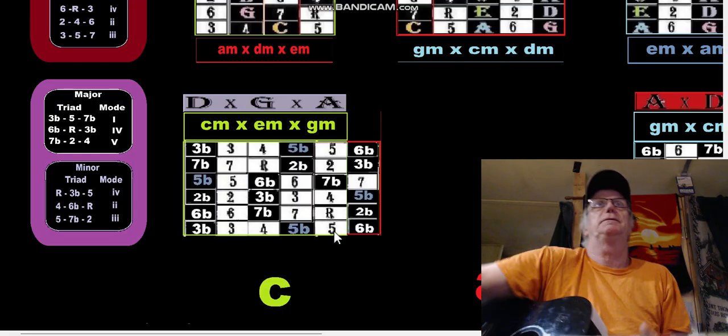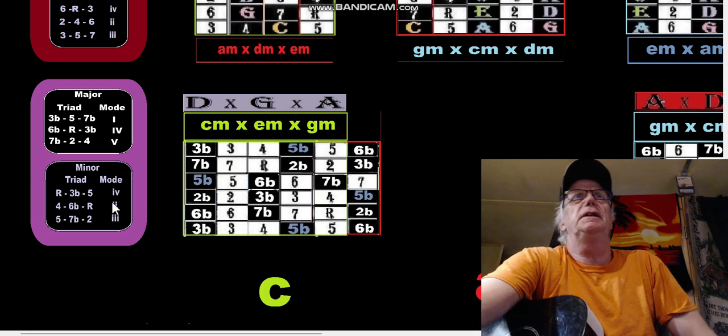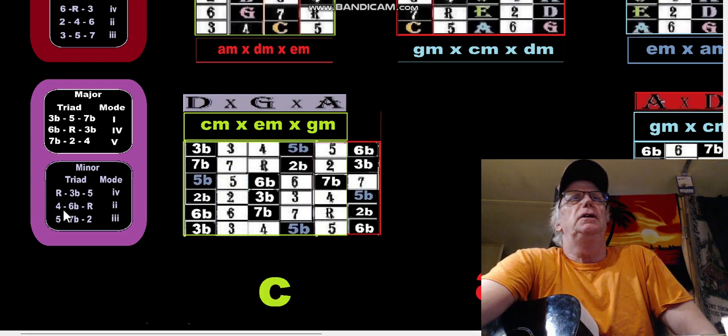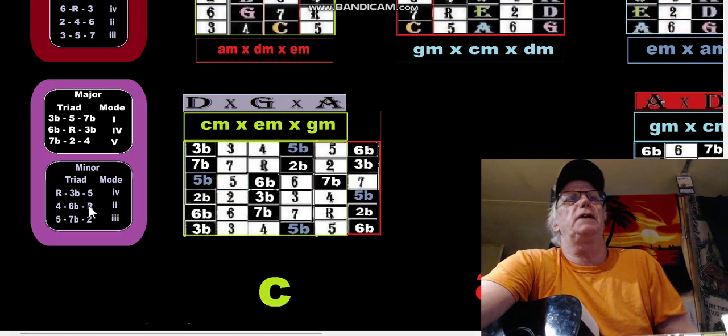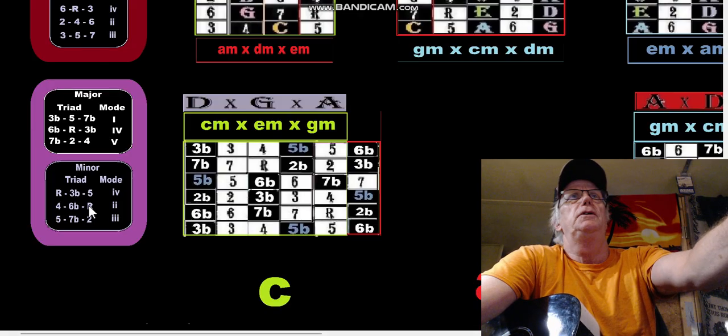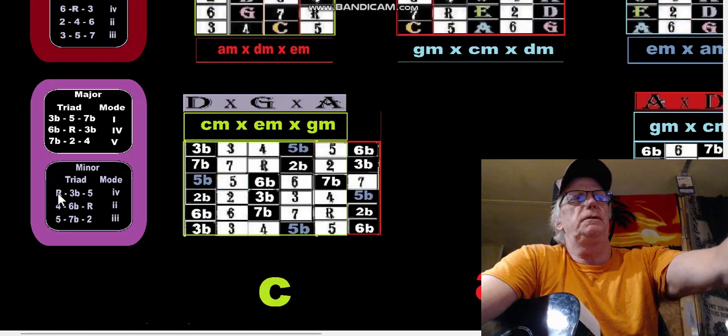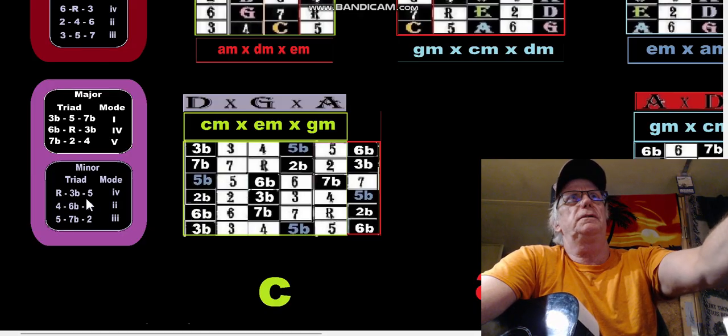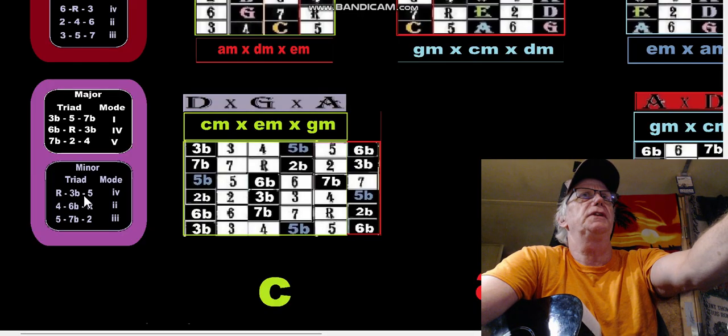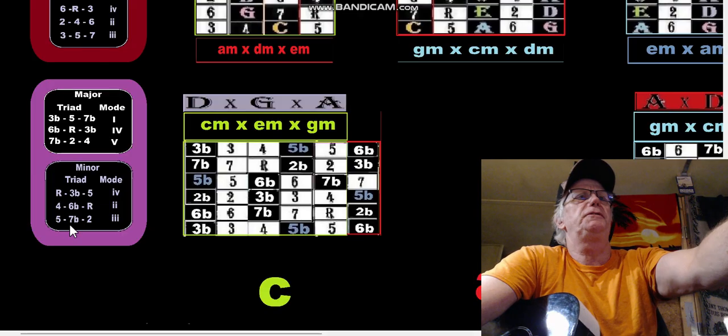Okay, before we play anything, let's go to the second. The relative 6th of the second is going to be the E minor shape. It's going to be 4, 6 flat, root. So we've got root, 3 flat, 5, 4, 6 flat, root, key of C minor, right? Actually, it depends what we're looking at here. And then we go to 5, 7 flat, 2. So that would be the key of E flat here.